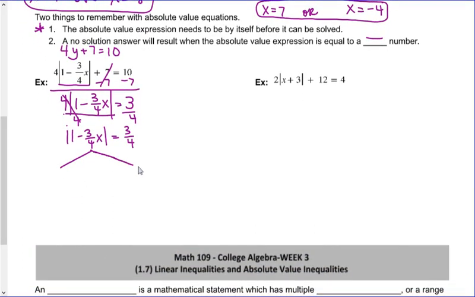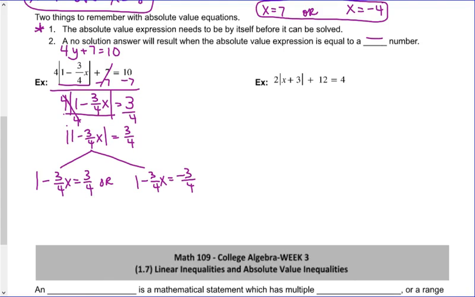I have two equations that I need to write, one being exactly as is without the absolute value bars. So I get 1 minus 3/4 x equals 3/4. Or I'm going to rewrite what's inside there, and I'm going to set that equal to the opposite of this value out front, which is negative 3/4.